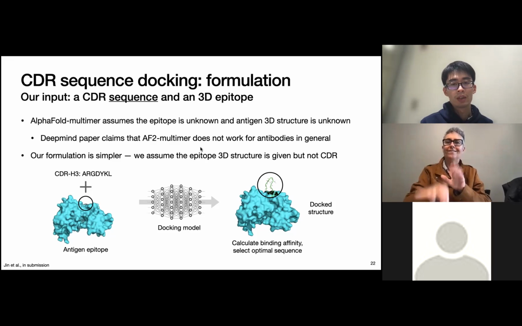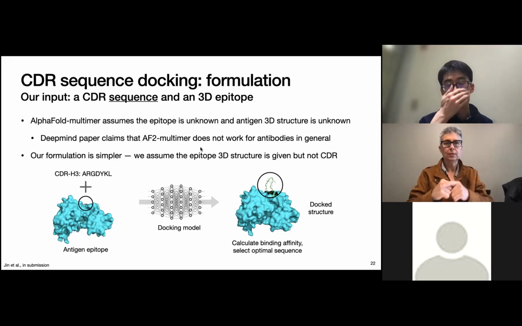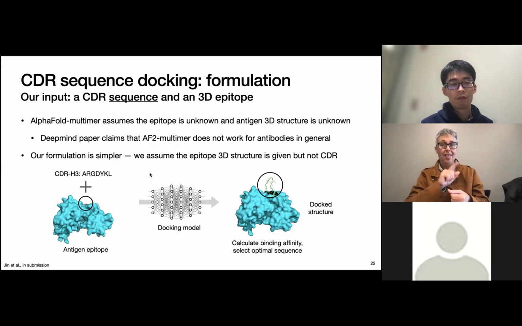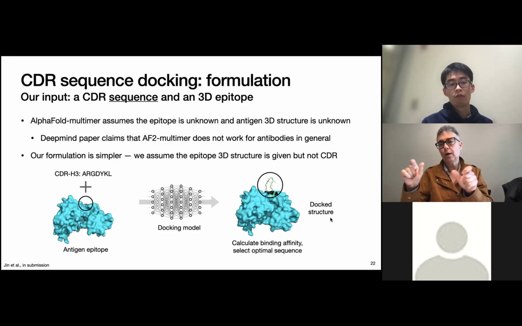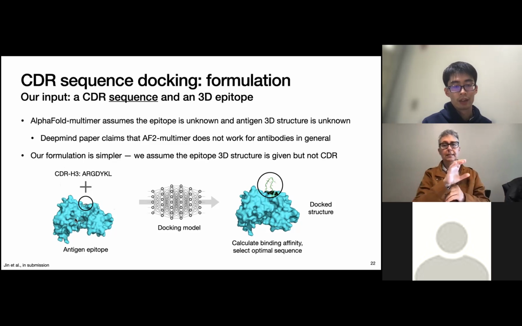So based on their claim and our investigation, we decided to make this task a little bit simpler. Let's assume the epitope 3D structure is given. We note which part of the antigen we want to dock into, but we still keep the CDR, the antibody, as a sequence without knowing its structure. So basically our formulation is the following: we have a CDR sequence and a given antigen epitope in its 3D structure.